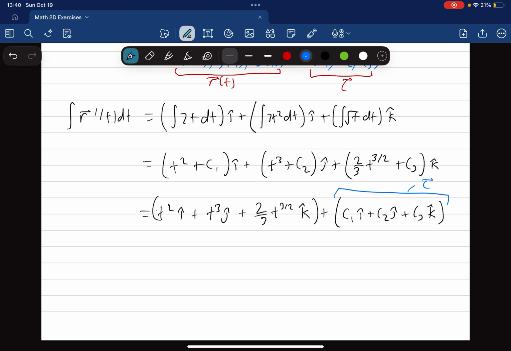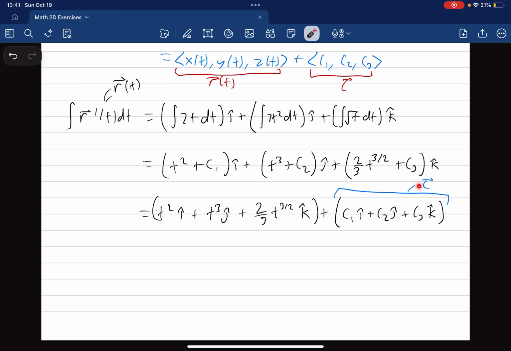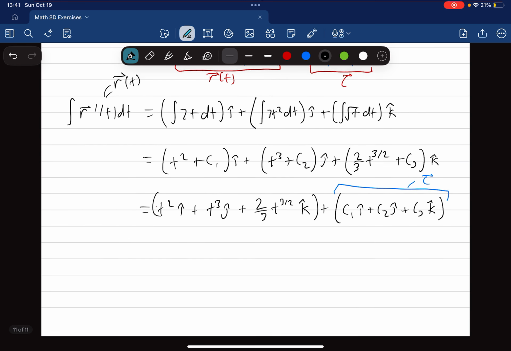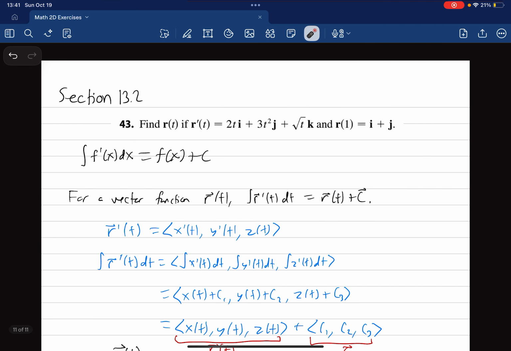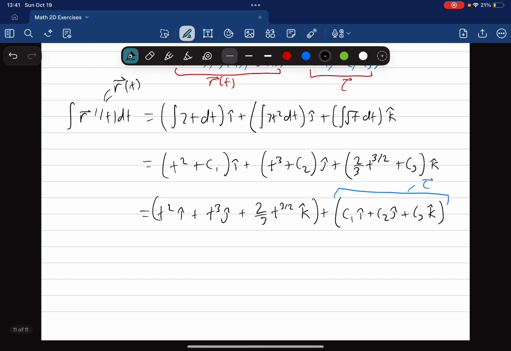Okay. And again, over here, this is just r of t, and here we have our constant. All that remains is to find out what the values of c1, c2, and c3 have to be. This is exactly where we're going to make use of the other condition that they gave us, that r at 1 should be just i plus j. So plugging things in, i hat plus j hat must be our vector evaluated at 1.